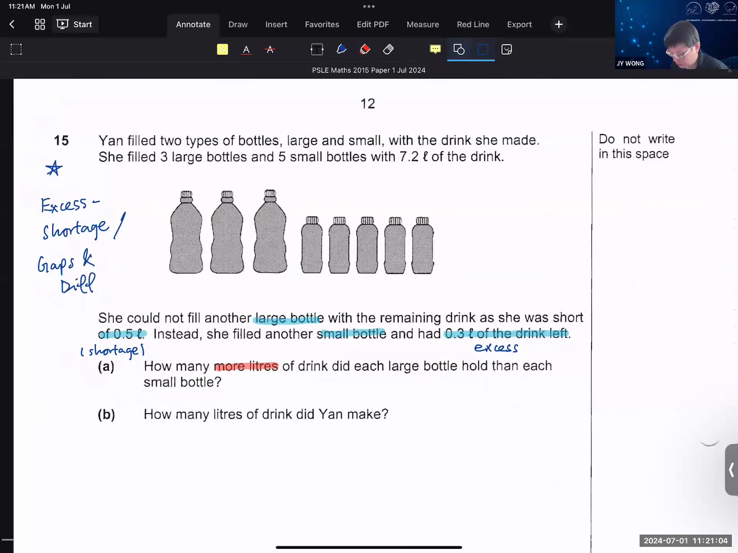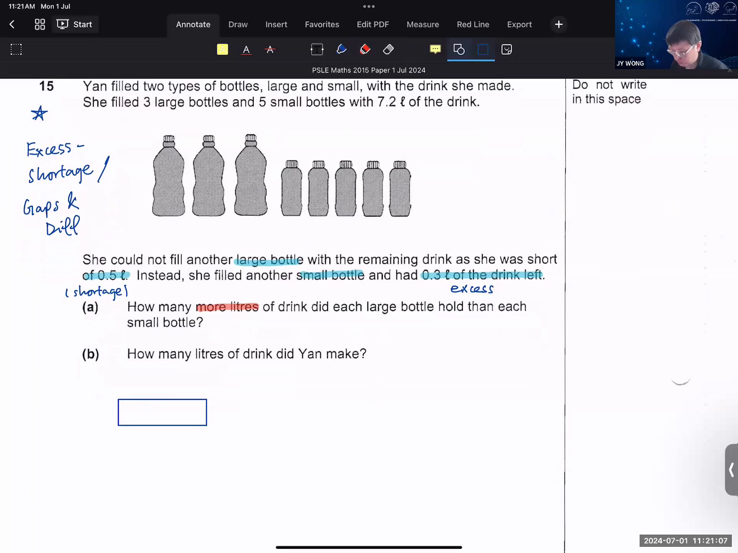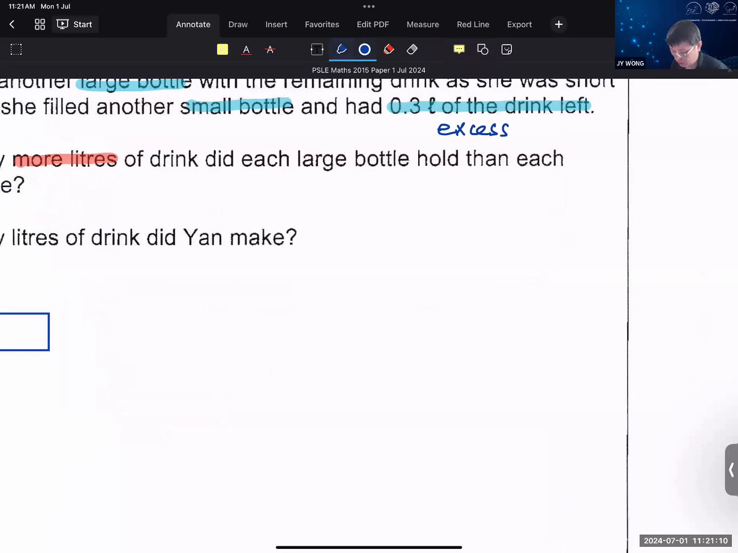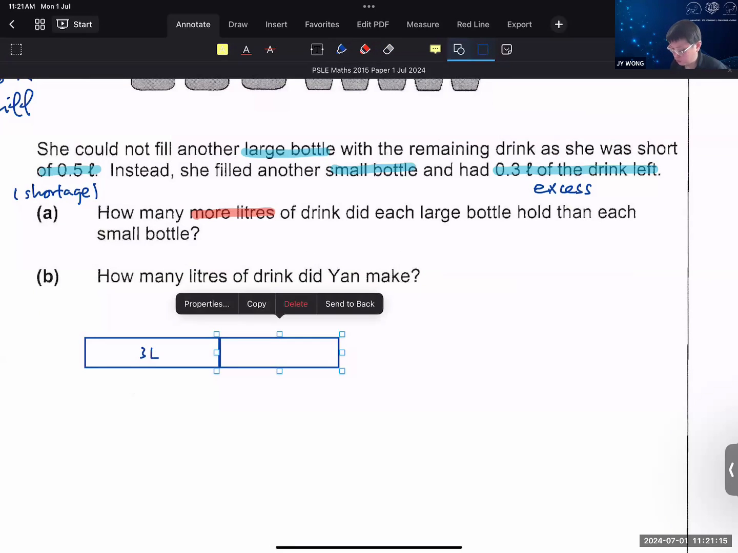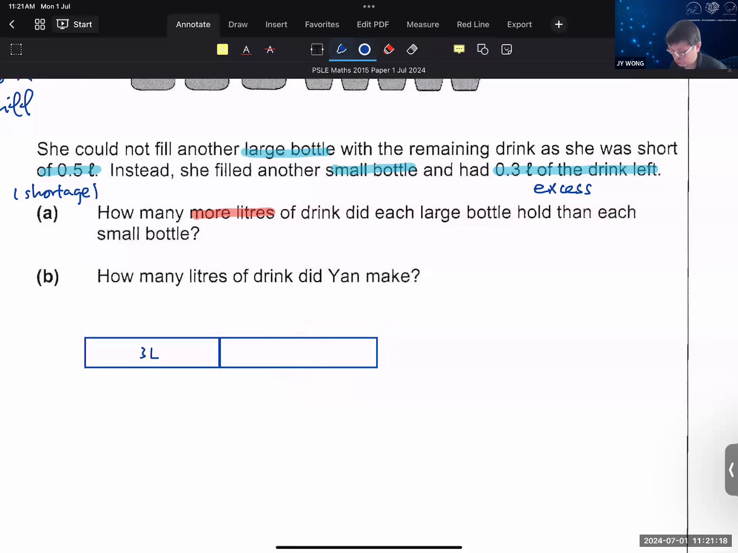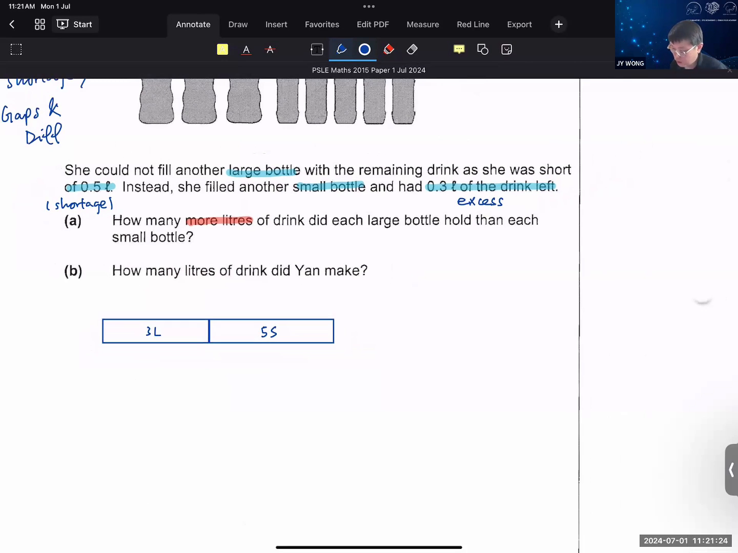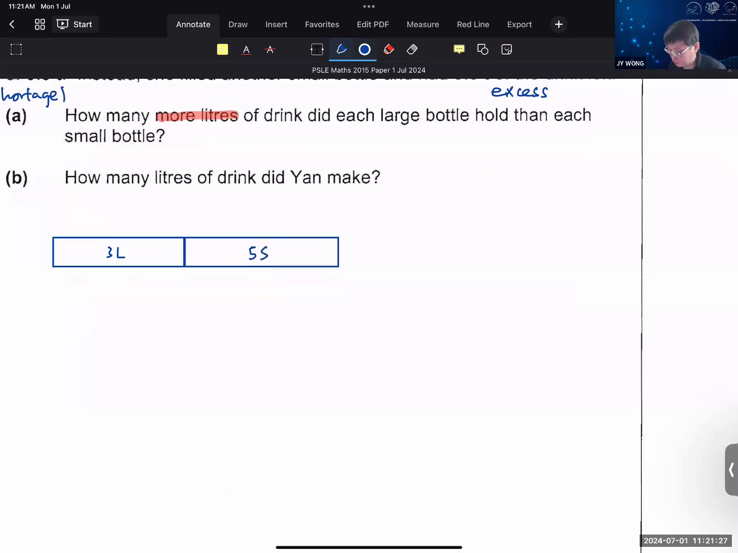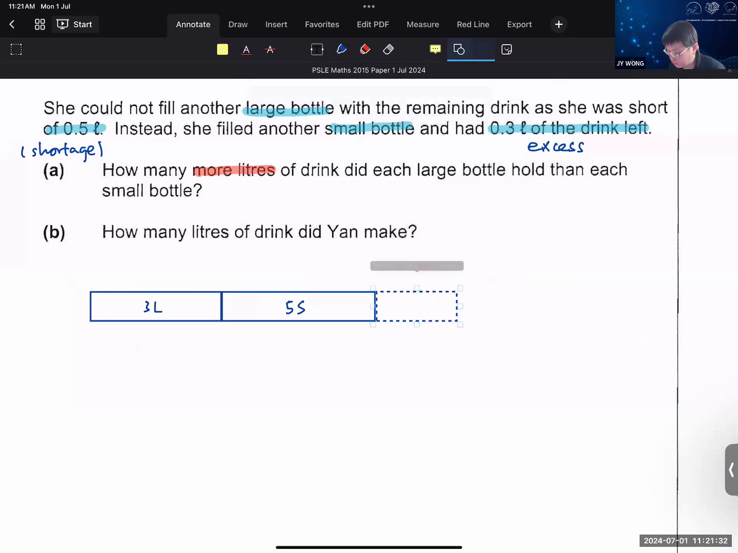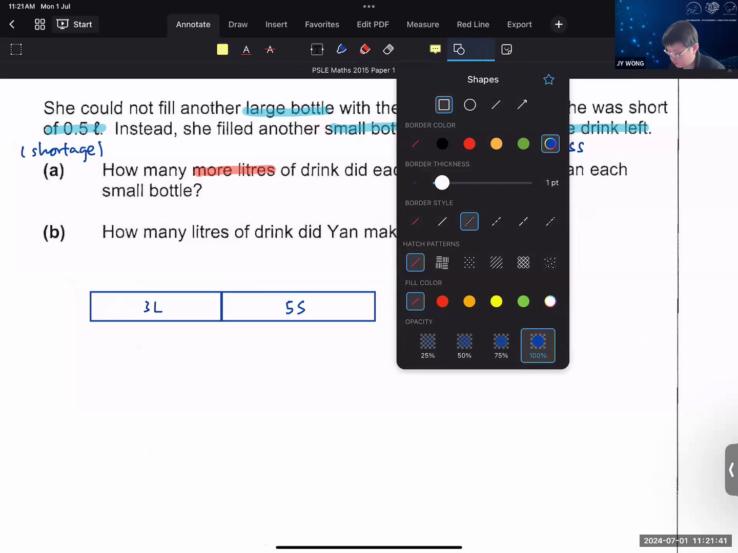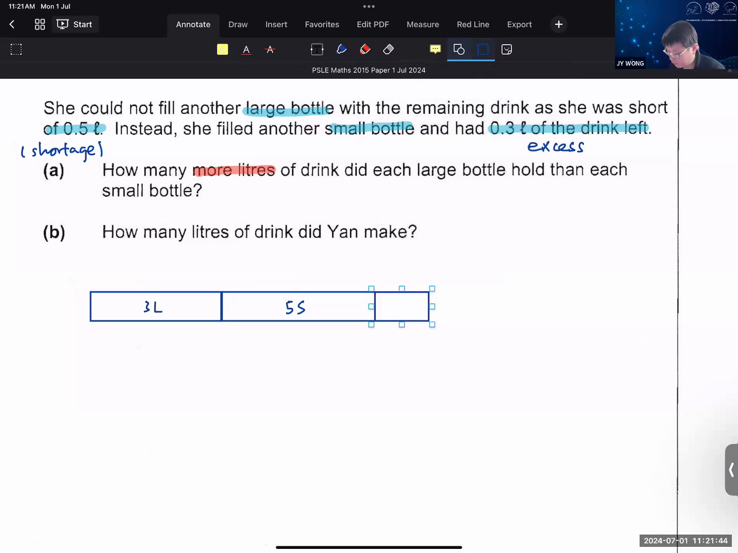So the first scenario is what? We know that regardless, she filled 3 large bottles. She filled 3 large, she filled 5 small. I don't know which one is small, so I'm just going to draw 2 randomly sized. So 5 small, 3 large. Okay? So she tried to fill another large bottle. When she tried to fill another large bottle, she could not. Why? Because she is short.